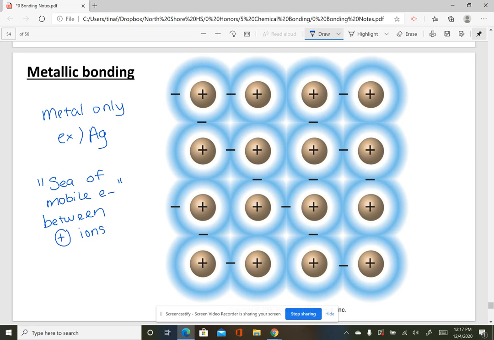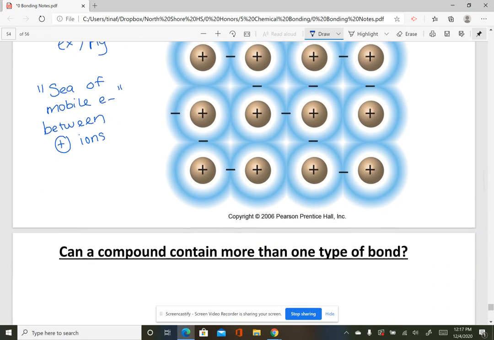So if you think about why is this able to stick together? You have positive ions and negative electrons in the same sample. So whenever you have things that are oppositely charged, they're going to be attracted to each other and they're going to stay close together. Okay, so that's what metallic bonding is. All right.